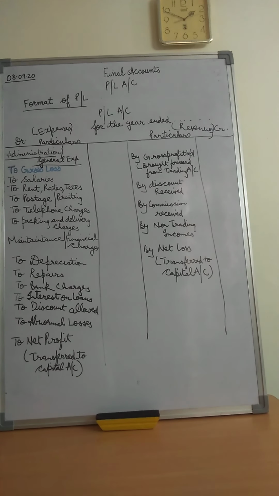It also has the abnormal losses. Now what do we mean by abnormal losses? They refer to the losses which do not occur on regular basis in the business, such as, children, stock being destroyed by fire. That does not happen every now and then, but at times it can happen. So it is an indirect expense. Goods lost in transit, loss on the sale of fixed assets. All this is part of the abnormal losses.